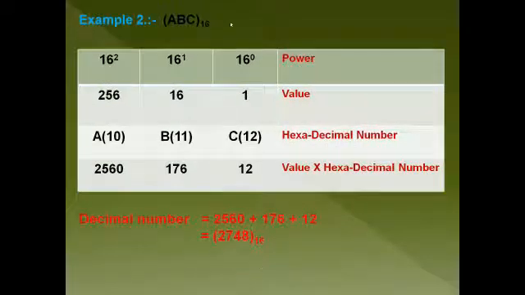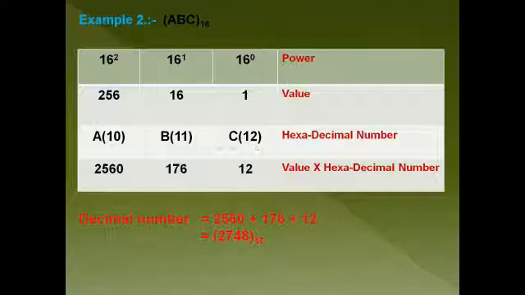Next example. This is ABC, same. 16 is the base. Here I have also written wrong. This is 10. Okay. Same. First we will write power. After that we will write the values 1, 16, 256. Converting these values, now we will write the hexadecimal number.